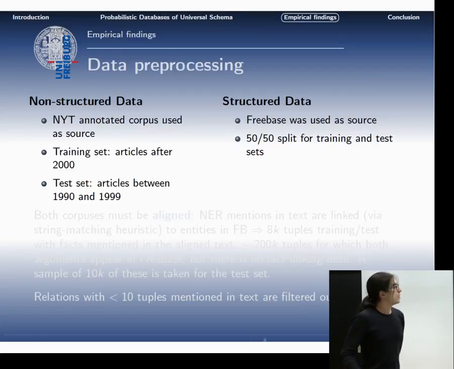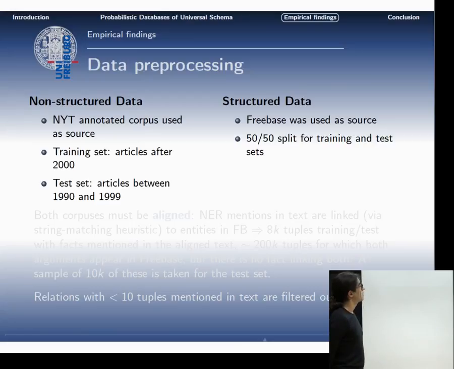Now, what kind of information data was used for this particular problem? They combined Freebase as a source of structured data with the New York Times annotated corpus as non-structured data.